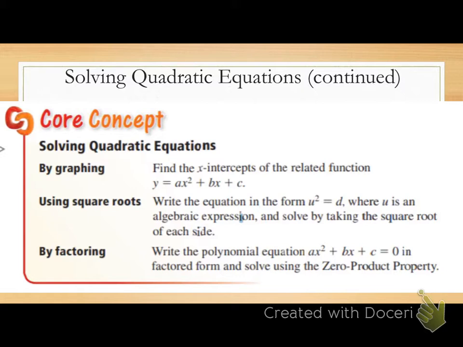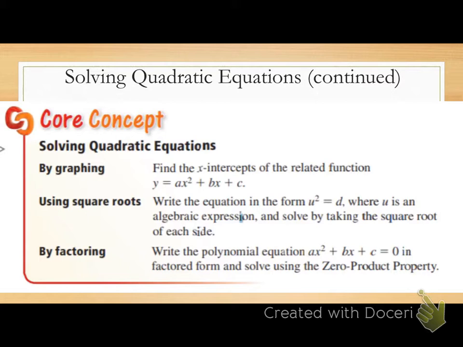We're also going to solve quadratic equations using square roots. So to solve using square roots, write the equation in the form u squared equals d, where u is an algebraic expression, and solve by taking the square root of each side. And we're going to look at examples of each of these.